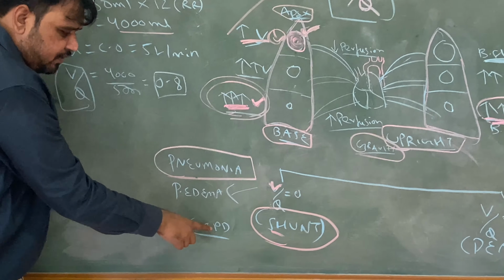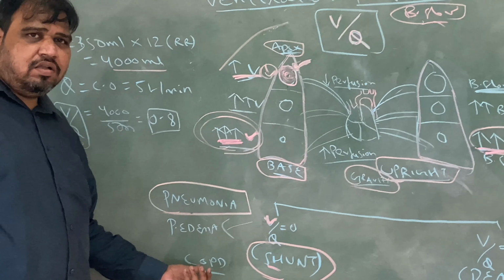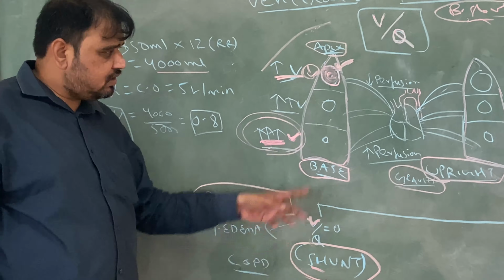COPD, chronic obstructive pulmonary disease, also mild. The initial stage of chronic obstructive pulmonary disease, the same scenario. The alveoli will not be able to take the oxygen, which is wasted. We call it a shunt.